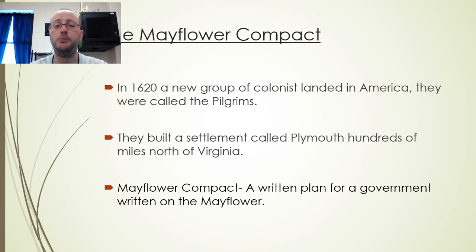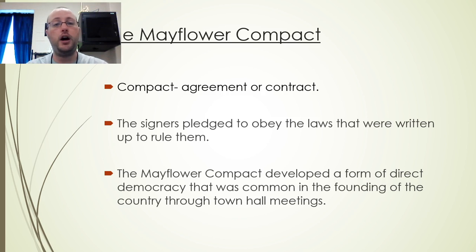Now, the Mayflower Compact is important because it was the first written plan for government. Today, we call it a constitution. At the time, the Mayflower Compact was the first constitution written in the colonies in North America. So we have the House of Burgesses, the first representative assembly, and the Mayflower Compact, the first written plan for government, which is going to set the precedent for things like Congress and the Constitution. A compact just means an agreement or a contract, and the signers pledge to obey the laws that were written up to rule them.